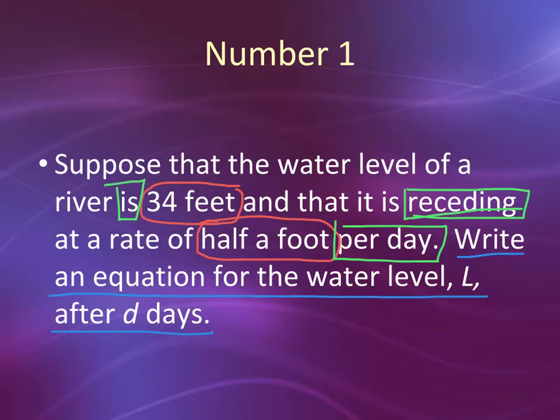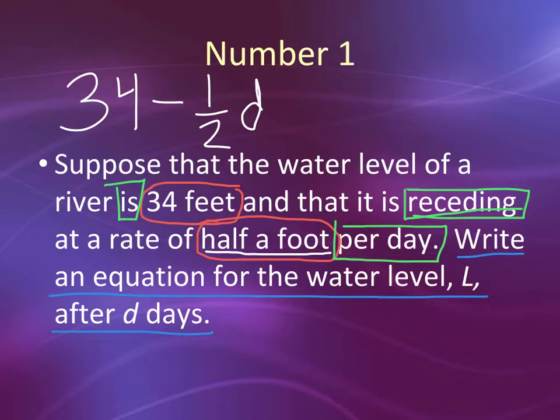So when we go to write this equation, our equation is going to look like 34 minus 1/2, that's my half right here, half a foot per day, because we started at 34 and it's going half a foot per day down, and that is going to equal our water level.